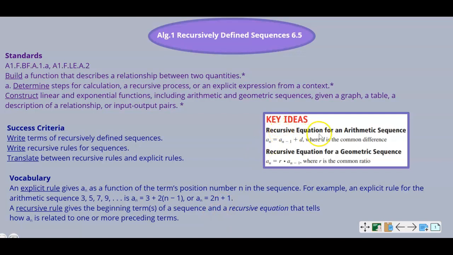All right, key ideas: a recursive equation for an arithmetic sequence. Okay, remember, arithmetic means you add or subtract the common difference to get to the next term. So your recursive equation is a sub n equals a sub n minus 1 plus your common difference. And for a geometric sequence, your recursive equation is a sub n equals r, your common ratio, times a sub n minus 1. So you can see arithmetic, you add or subtract your common difference. Geometric, you multiply by your common ratio.